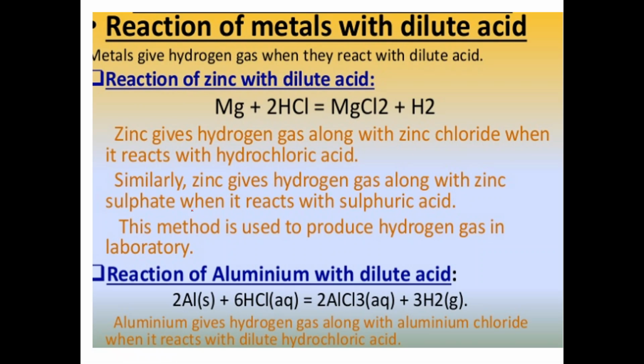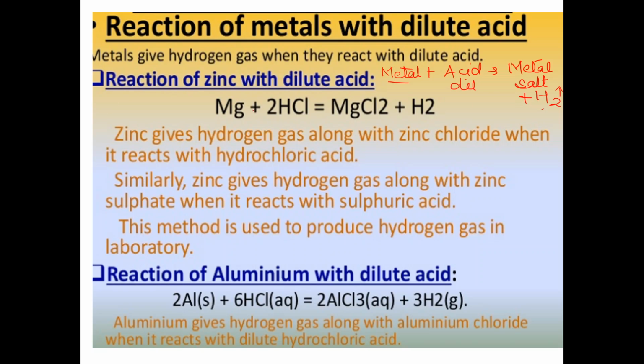Next is reaction of metals with dilute acid. So in general, what you can say is that metals plus dilute acid form salt. Neutralization reaction you have studied earlier in class 7. So which salt will be formed? Metal salt, metal chloride in case of hydrochloric acid, metal sulfate in case of sulfuric acid, plus which gas is liberated? Hydrogen gas is liberated. So metal, on reacting with dilute acid, liberates hydrogen gas.